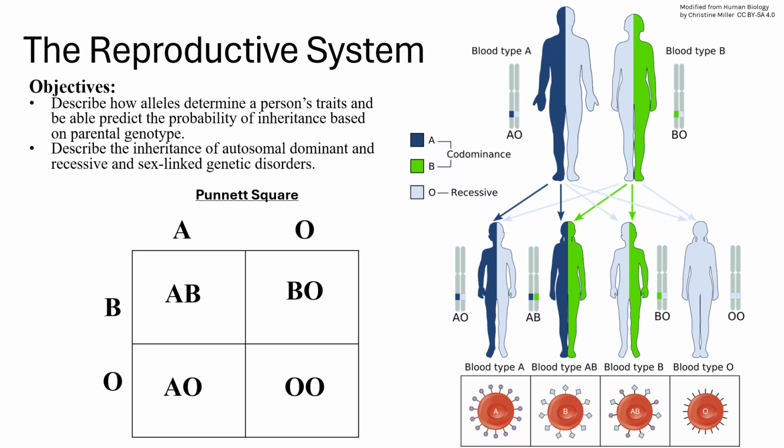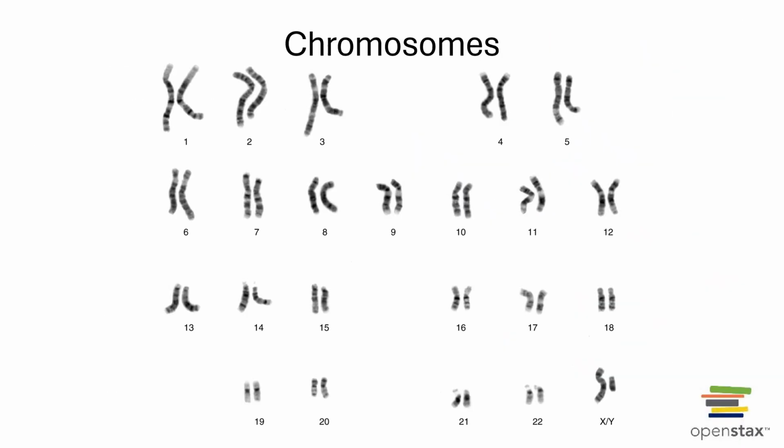In this video, you will first learn how alleles determine a person's traits and how to predict the probability of inheritance based on parental genotype. Then we will move on to apply this foundation to the inheritance of autosomal dominant, autosomal recessive, and sex-linked genetic disorders. To understand how traits are inherited, we first need to review the structure and organization of human chromosomes.